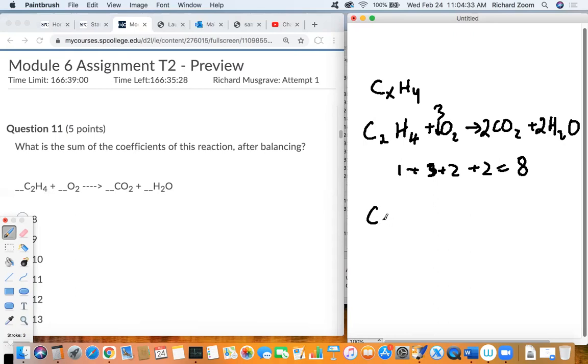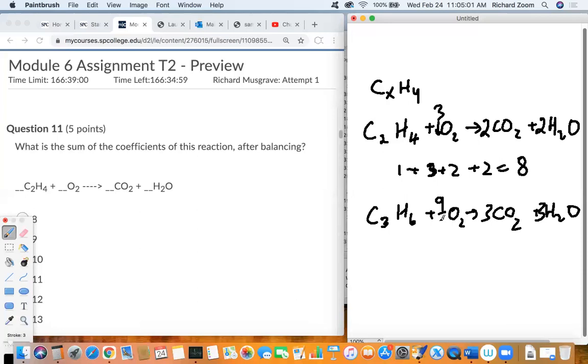Now, take a look at something like this, though. We'll go C3H6 plus O2 gives CO2 plus H2O. We do the same thing. We'll put a 3 in front of CO2, and a 3 in front of the H2O. So this comes out to be 6 on the hydrogen. Now if you look at the oxygens, we've got 3 times 2 is 6 plus 3 is 9.